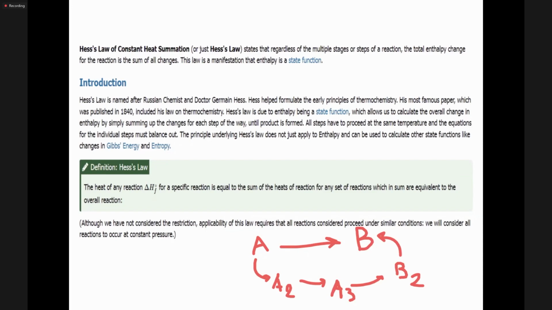Now Hess's law states that the standard reaction enthalpy is the sum of the standard enthalpies of the intermediate reactions into which the overall equation may be divided at the same temperature. So this must be ensured, that at the same temperature and pressure these reactions are taking place. And from A to A2, A2 to A3, A3 to B2 and B2 to B, the sum of the enthalpies will be equal to the enthalpy from A to B. With the help of an example, we can actually understand what is meant by this.